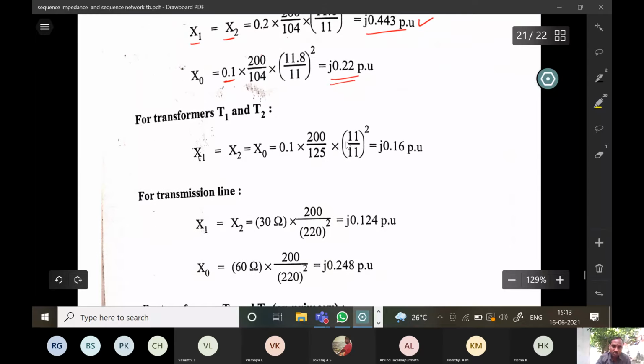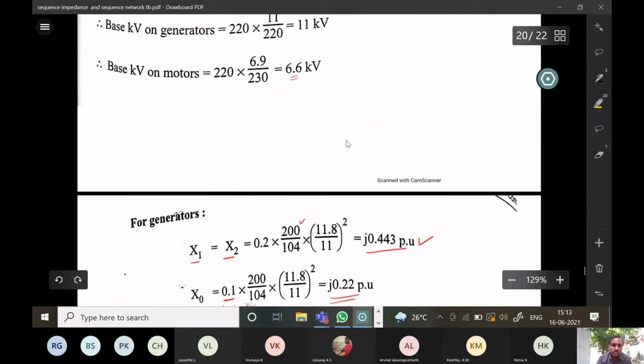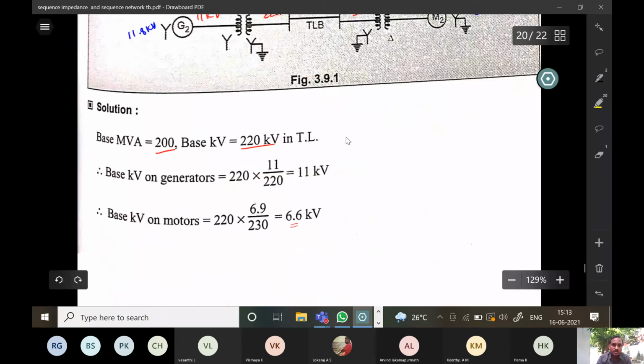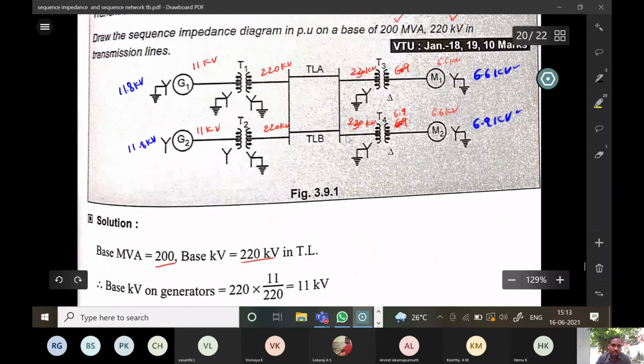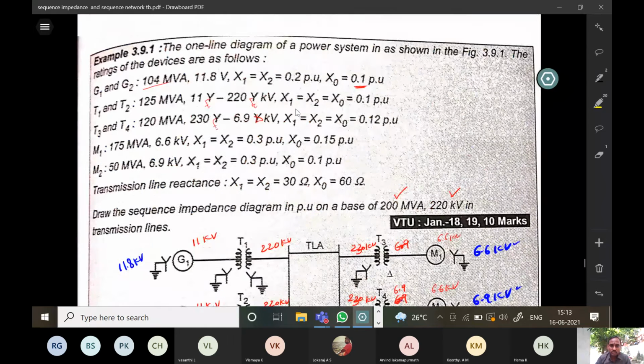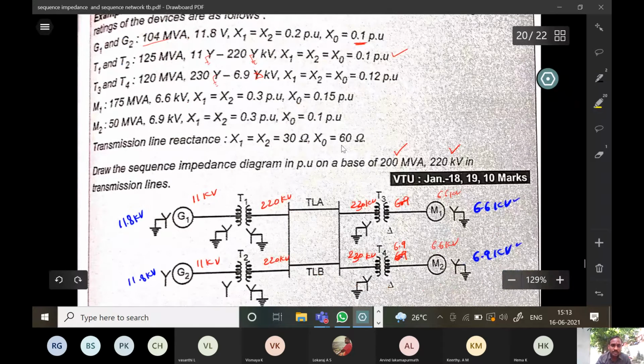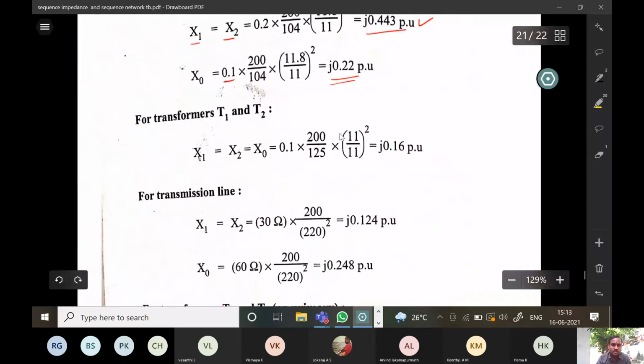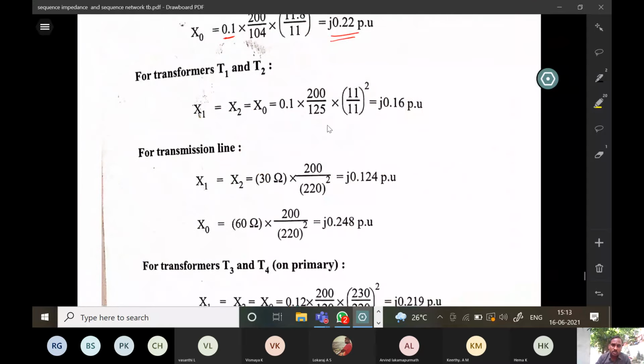Similarly, for transformers T1 and T2, all the reactances are equal, X1, X2, X0, all are given as 0.1 per unit. So for the transformer you can easily write it: the old base is 125, the new base is 200, so 200 by 125, and 11 by 11. This will become j0.16 per unit. This is for the transformer.